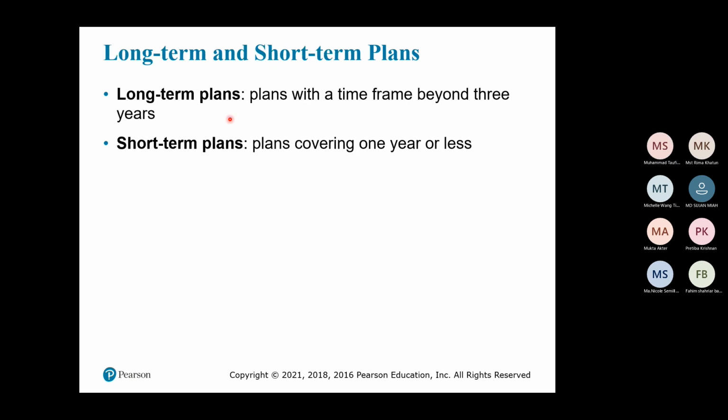And then we have long-term and short-term plans. A long-term plan is a plan with a time frame beyond 3 years, and a short-term plan covers 1 year or less. So that is the difference between long-term and short-term. How can we identify whether the plan is long-term or short-term? We look at the time frame. If the time frame is more than 3 years, we classify the plan as a long-term plan. More than 3 years, we consider it a long-term plan.